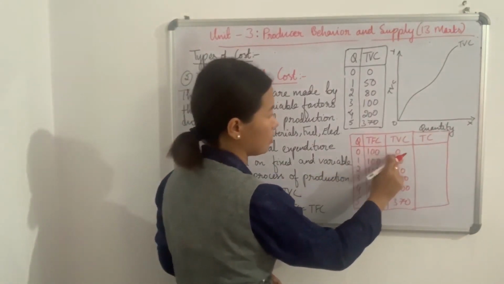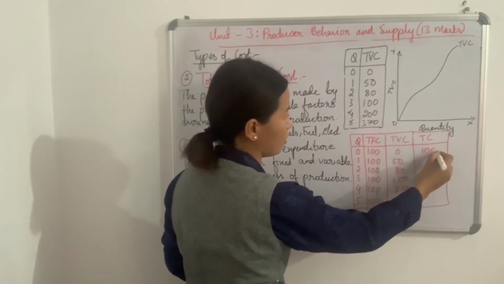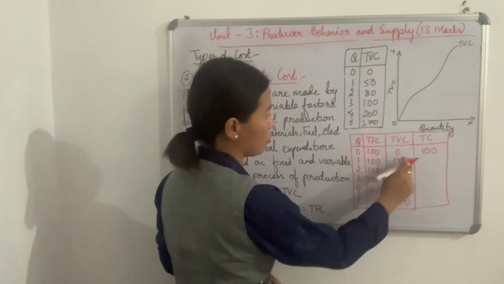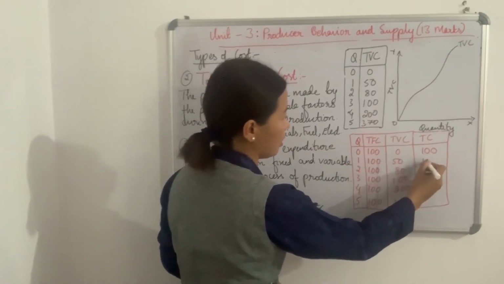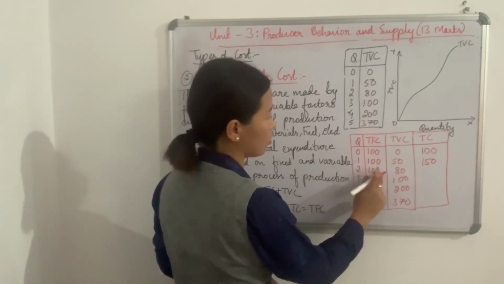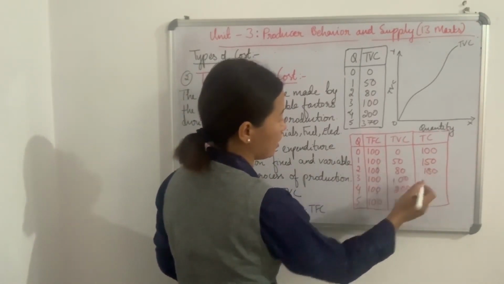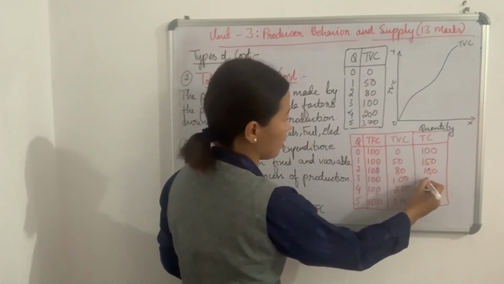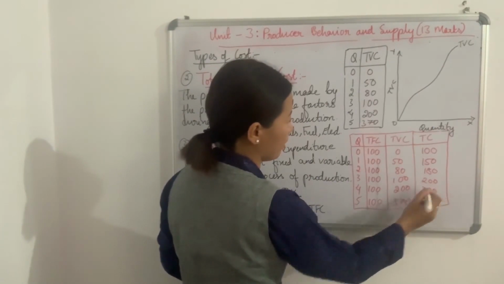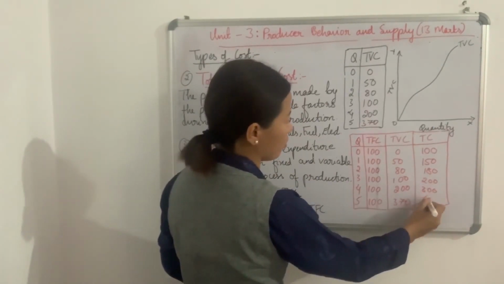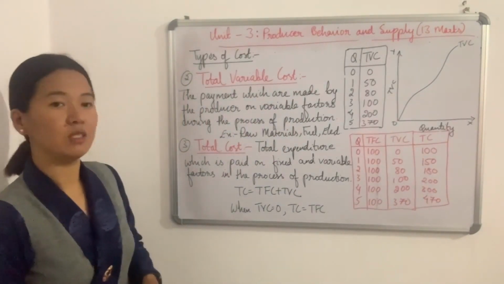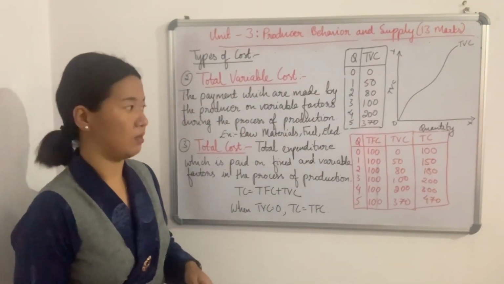First, 100 plus 0, that is 100 total cost. When 1 unit of output is produced, the total cost is 100 plus 50, 150. When 2 units of output are produced, the total cost is 180. Third unit, 200. At the fourth unit, the total cost is 300. And at the fifth unit, the total cost is 470. So the total cost, we take it as the sum of TFC and TVC.